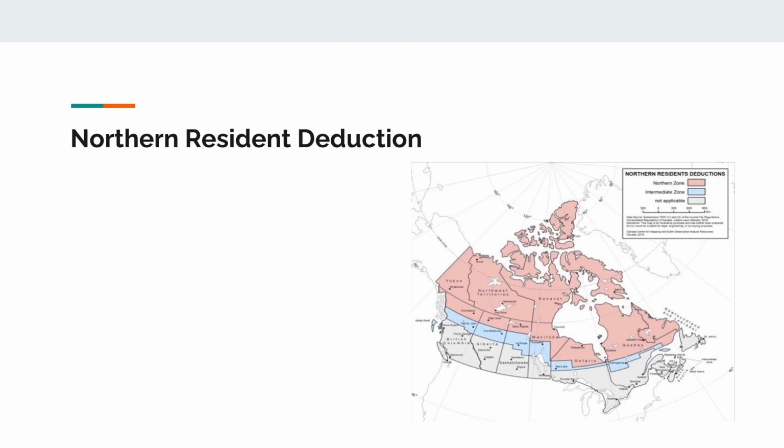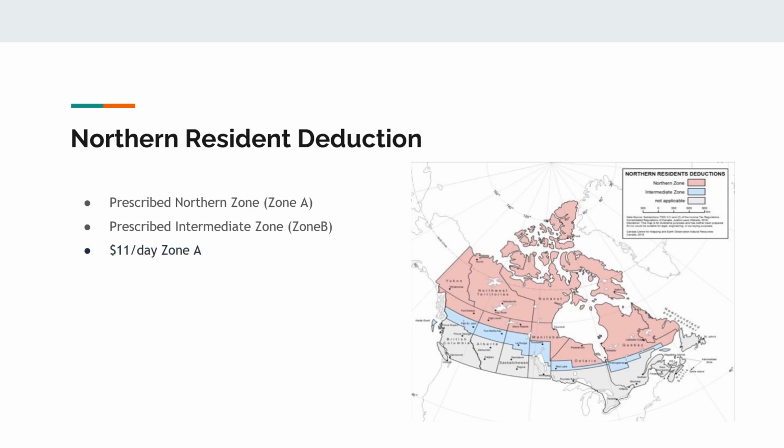The CRA has prescribed two specific zones for claiming the Northern Resident Deduction, the Northern Zone and the Intermediate Zone. You can find an illustration of these zones in the accompanying picture on the right. Residents of the Northern Zone are entitled to a daily tax deduction of $11, whereas residents of the Intermediate Zone qualify for a daily tax deduction of $5.50.